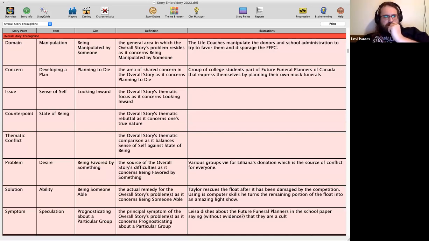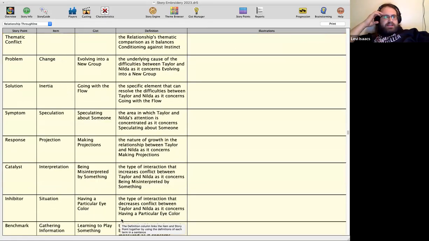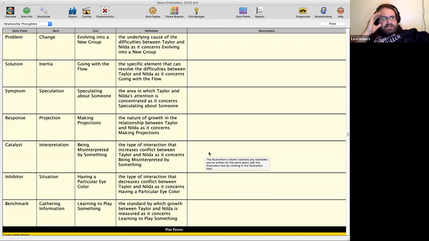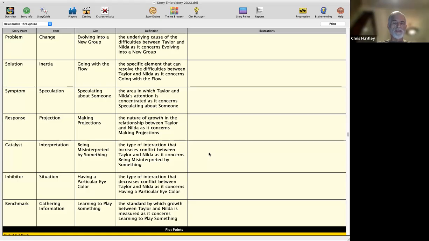And then this one, again, I was a little unsure if it's more OS or RS, but I had under RS catalyst interpretation being misinterpreted by something. Maybe the main and obstacle characters are mistaken for the grandmothers for her grandchildren, and that could be why they're all together in the story. It feels a little more OS now that I'm saying it out loud. Right, because if you notice, it's an interaction increases conflict between Taylor and Nilda. Yeah. So it's probably not there.